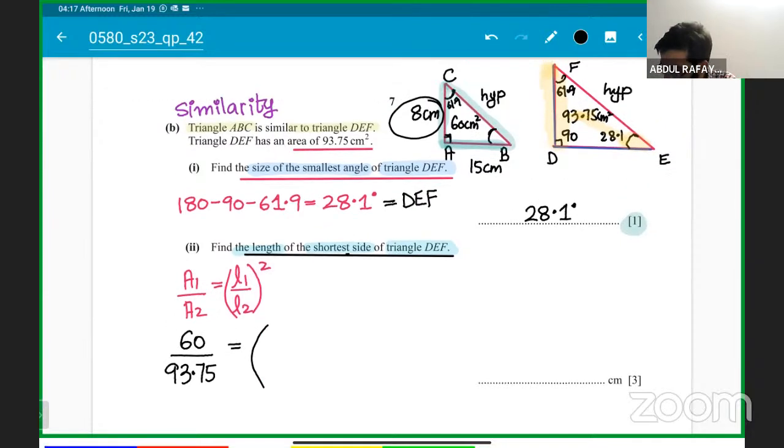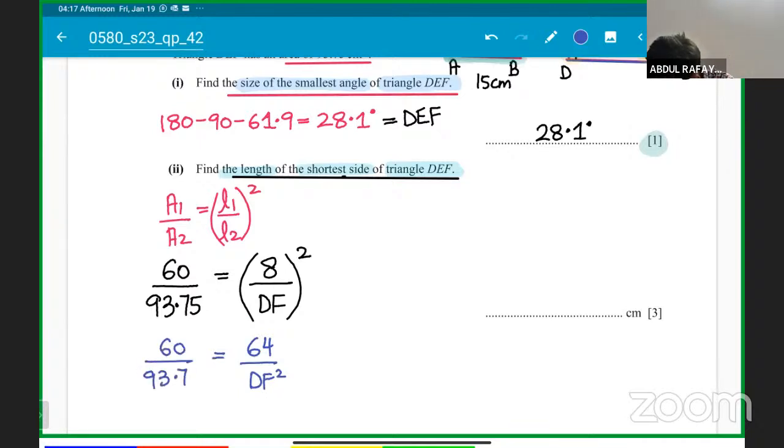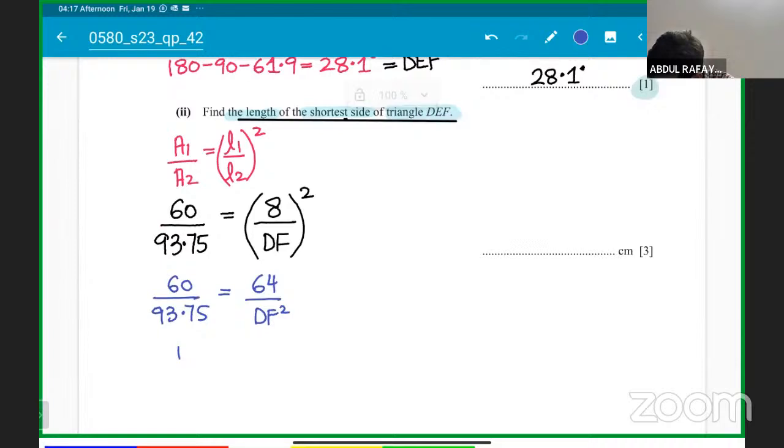I already have the length AC, that is 8, sir. But I don't have the length DF. DF we have to find because that will be the smallest side. You square this, okay, everyone? Now just start solving. So it will be 8 squared is 64. 64 over DF squared, sir, is equal to 60 divided by 93.75. So DF squared will be 93.75 times 64 divided by 60.